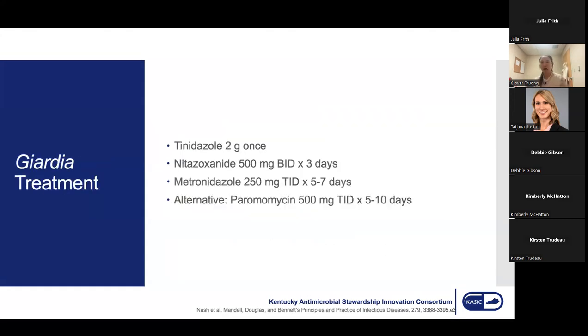For Giardia treatment, some of the medications that can be used include tinidazole 2 grams one time, or nitazoxanide 500 milligrams BID for 3 days. If we don't want to use tinidazole, metronidazole can be an alternative, but it has to be given over a longer period of time instead of a one-time dose, at 250 milligrams BID for 5 to 7 days. And if for some reason the patients cannot receive any of those medications, they can also be considered for paromomycin 500 milligrams TID for 5 to 10 days.